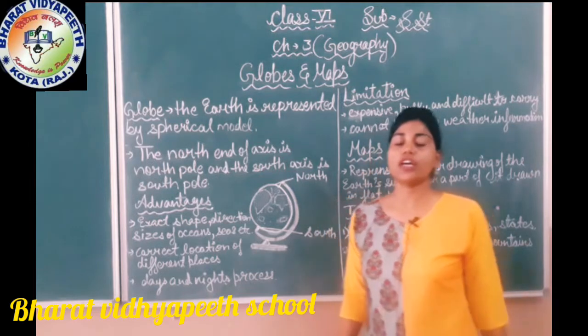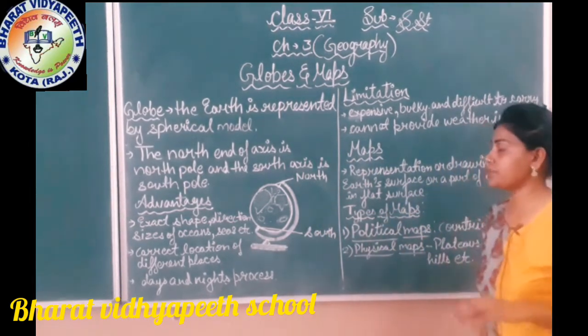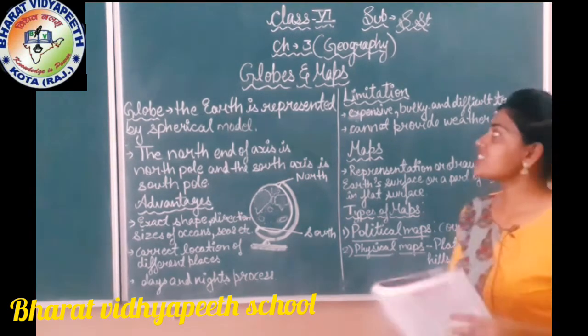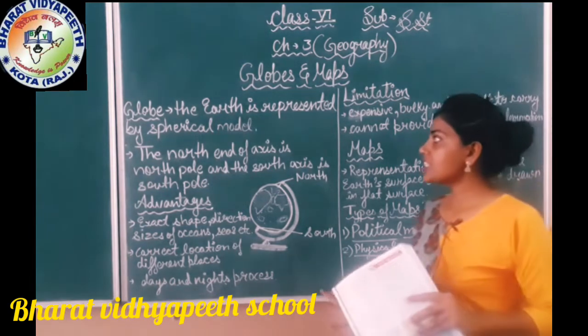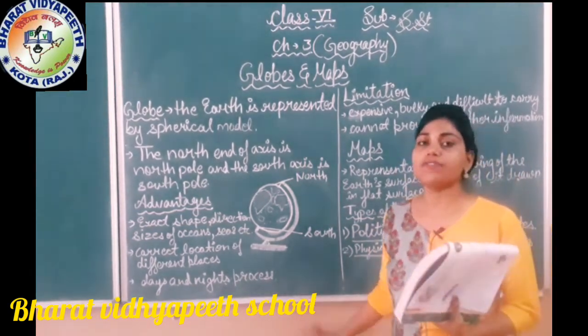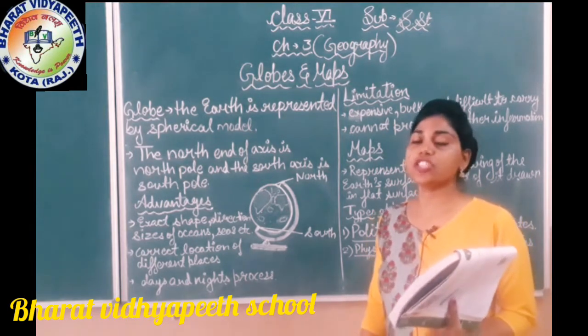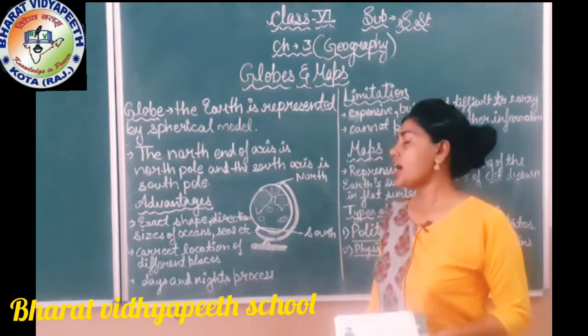We are going to study our third chapter, which is from the geography chapter from SST. The name of this chapter is Globes and Maps. In this chapter we are going to study what a globe is and what the different types of maps are, which give us information related to our earth and the structure of our earth.